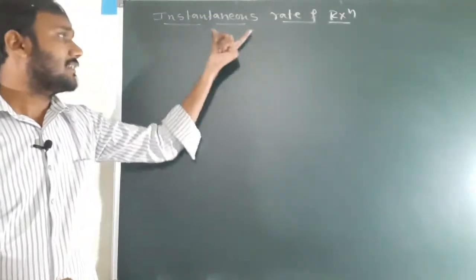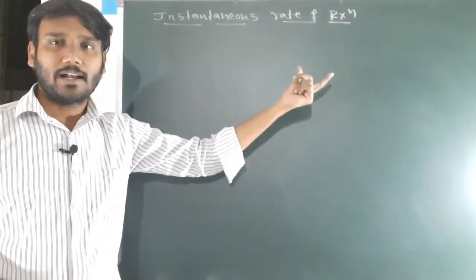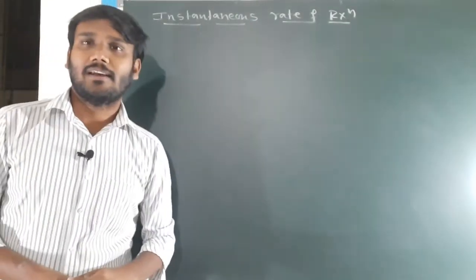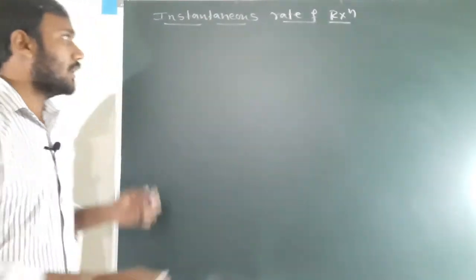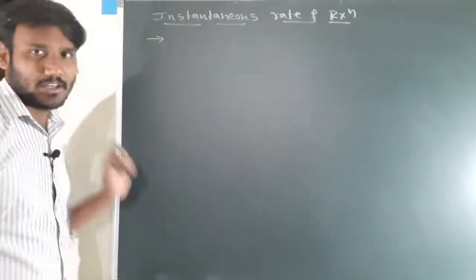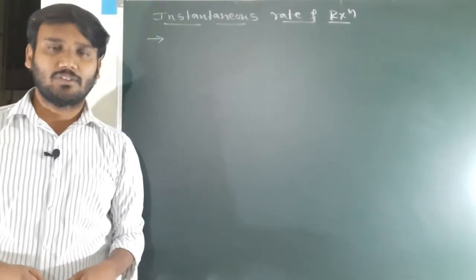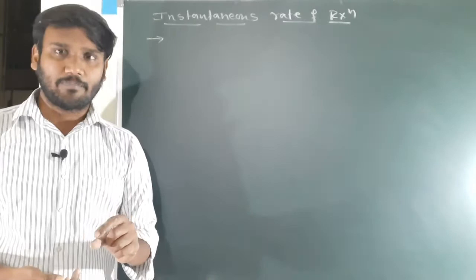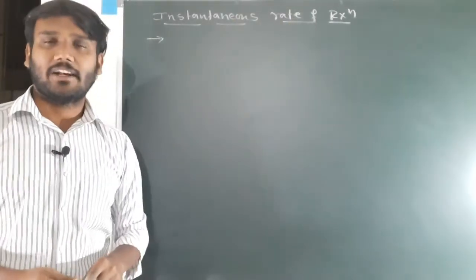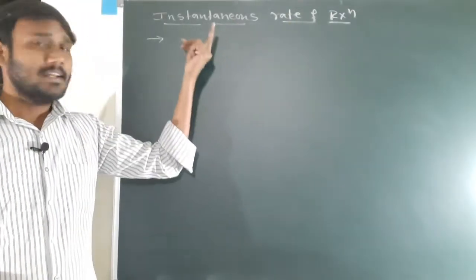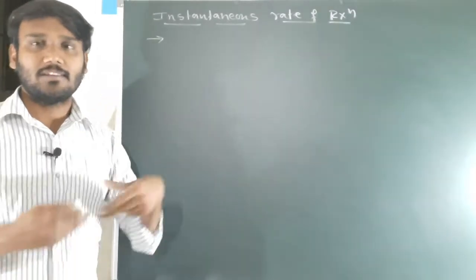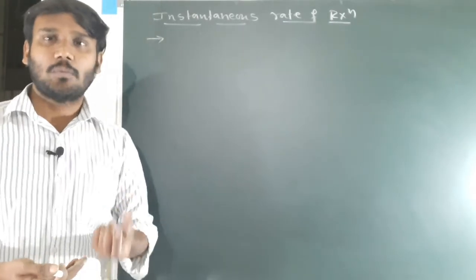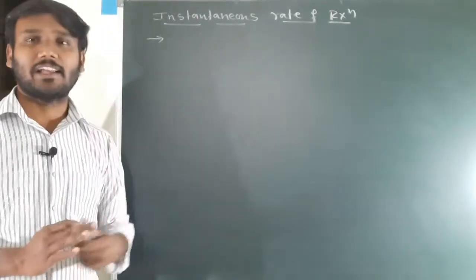Now, instantaneous rate of reaction is nothing but what? The rate of reaction at a small interval of time is called the instantaneous rate of reaction. So how can you define it? Change in the concentration of the product or change in the concentration of the reactant at a small interval of time is called the instantaneous rate of reaction, whether decreasing or increasing.